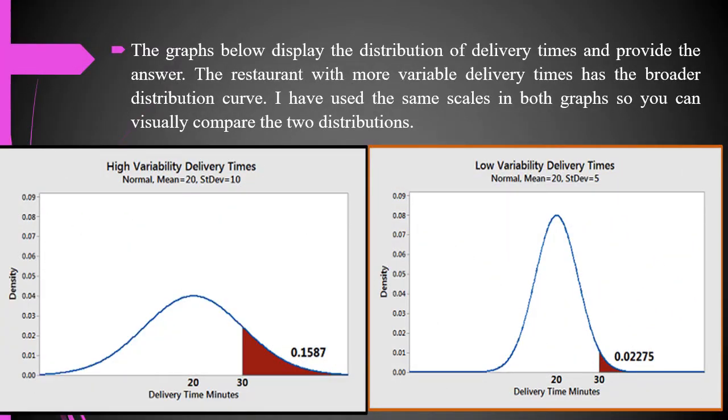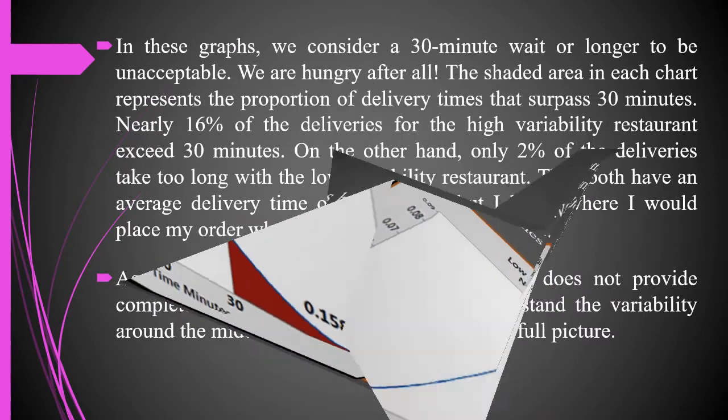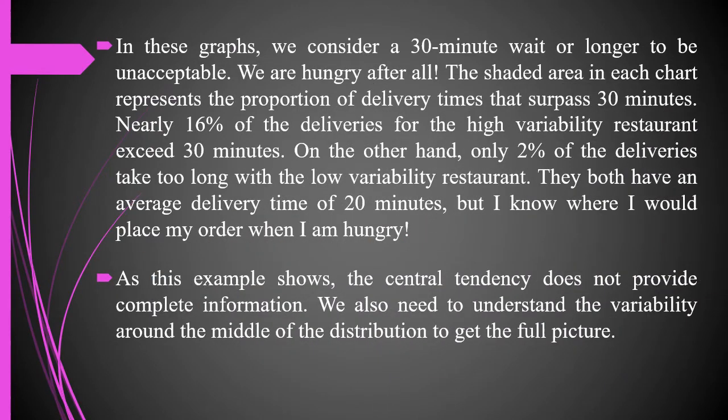The graphs below show the distribution of delivery times and provide the answer. The restaurant with more variable delivery times has the broader distribution curve. I have used the same scales in both graphs so you can visually compare the two distributions. In these graphs, we consider a wait of 30 minutes or longer to be unacceptable. We are hungry after all.